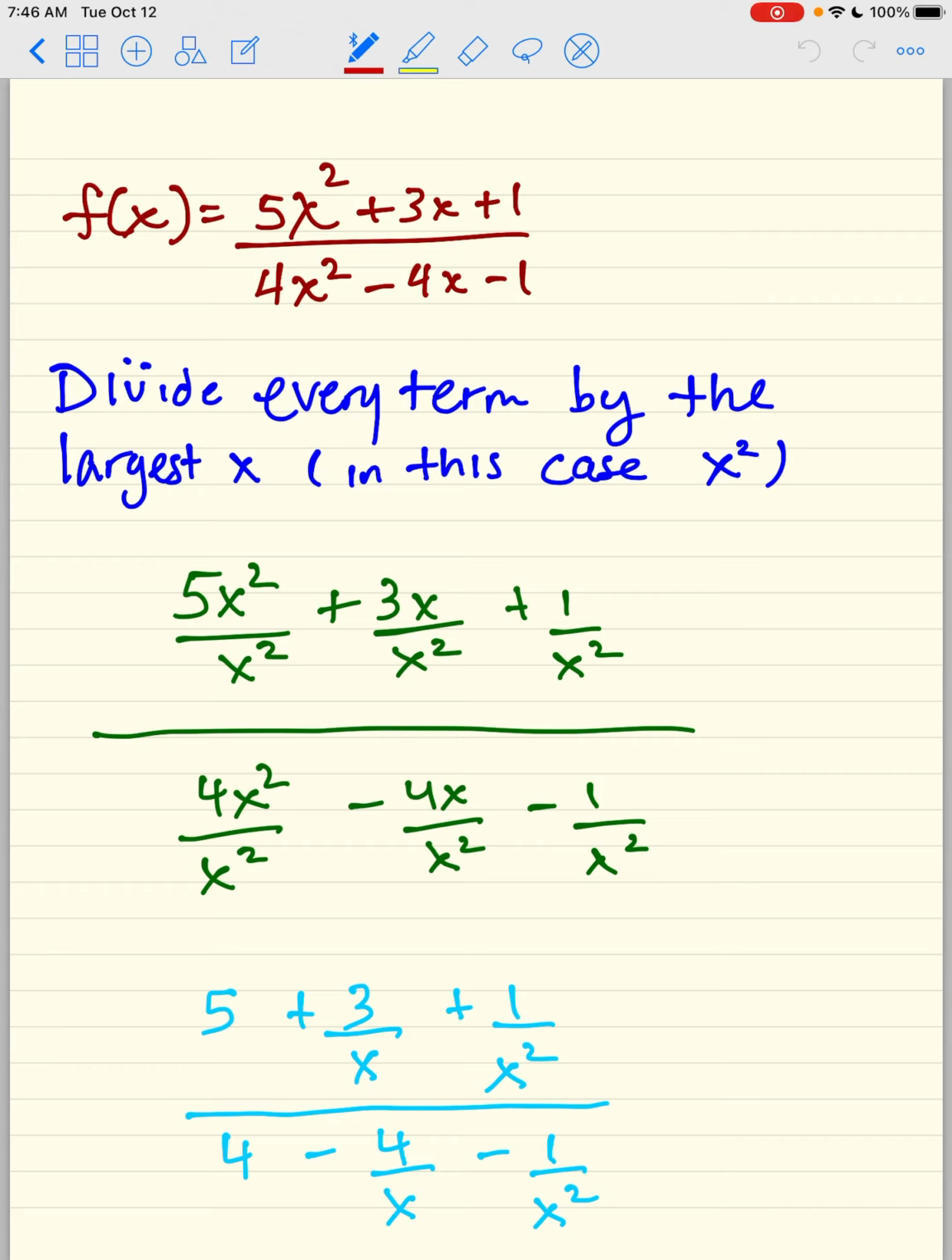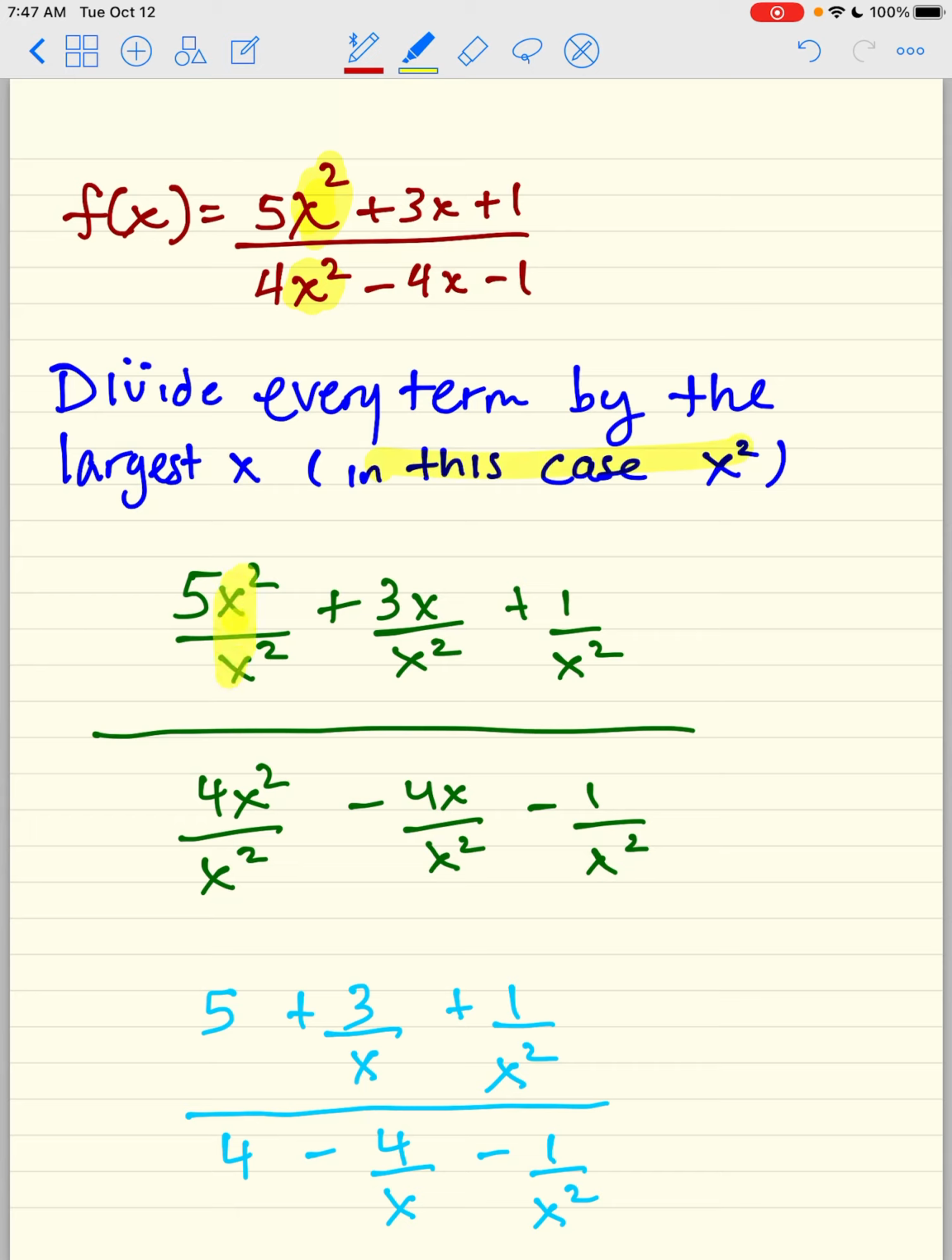What about here? Before I show you the fast and quick way on how to find horizontal asymptotes, I'm going to show you the technical way of doing it, the algebraic way. What you want to do is find the highest exponent in the entire rational function. It doesn't have to be in the top and the bottom, and it doesn't have to match. You divide every term by the largest x. In this case, it's x squared.